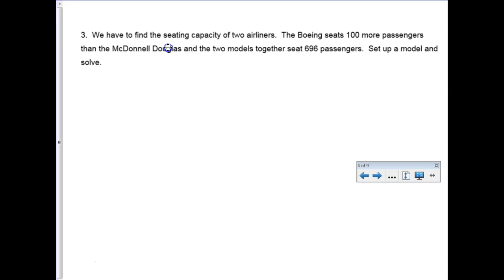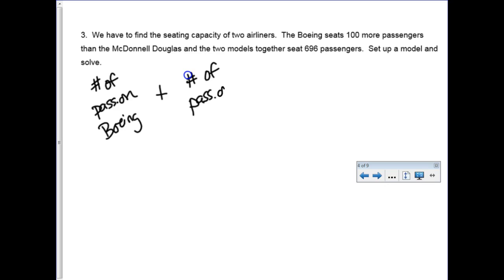What am I thinking? All right, so we have the number of passengers on Boeing plus the number of passengers on the McDonnell Douglas is going to equal the total number of passengers. Really simple verbal model.